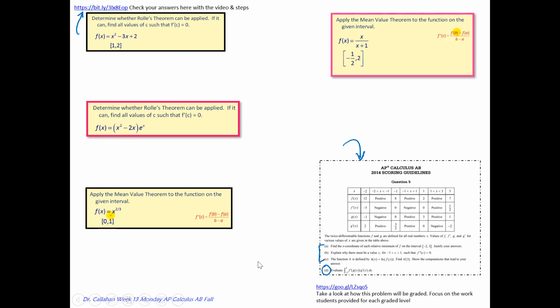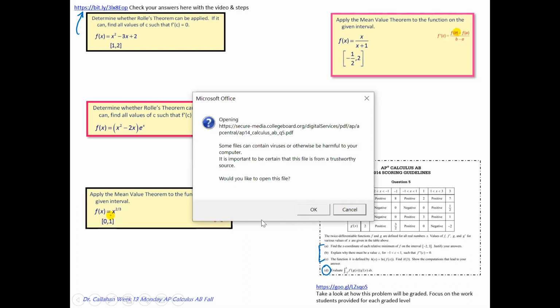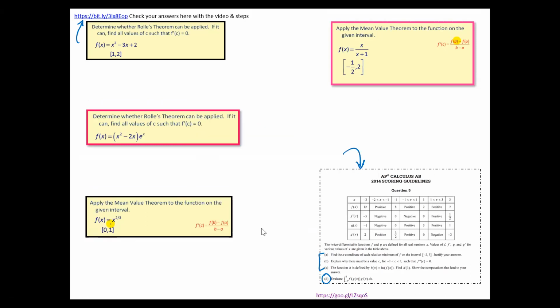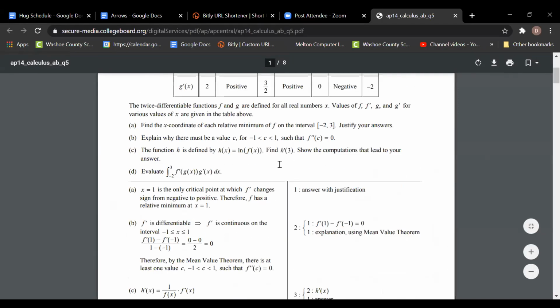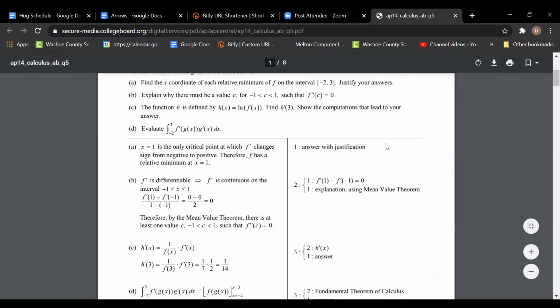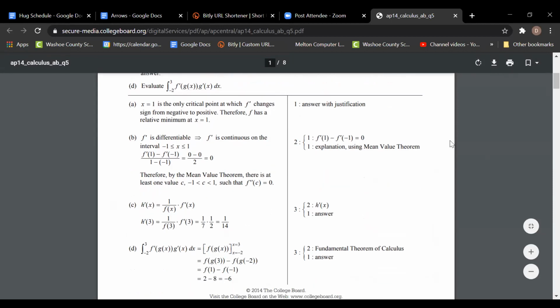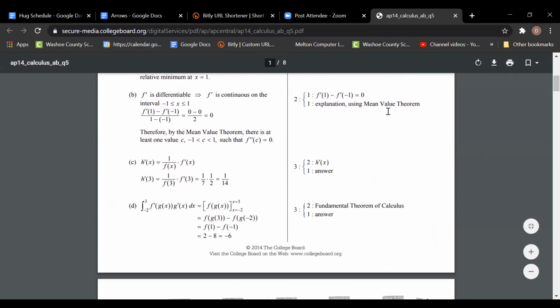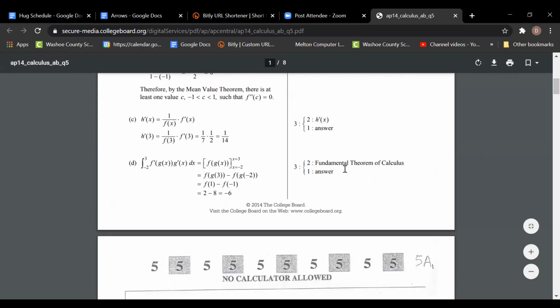And if you need to see how this problem is done, here is the link to it. Go ahead and type that in. You will be able to see the breakdown of how this is done. And actually, let me make sure I share that. There we go. So it gives you the breakdown: 1 point for answer with justification, 2 points for the following, and it's using the mean value theorem, 3 points if you did the work properly, and 3 points if you did the fundamental theorem of calculus, which you have not learned yet, but we will next semester.